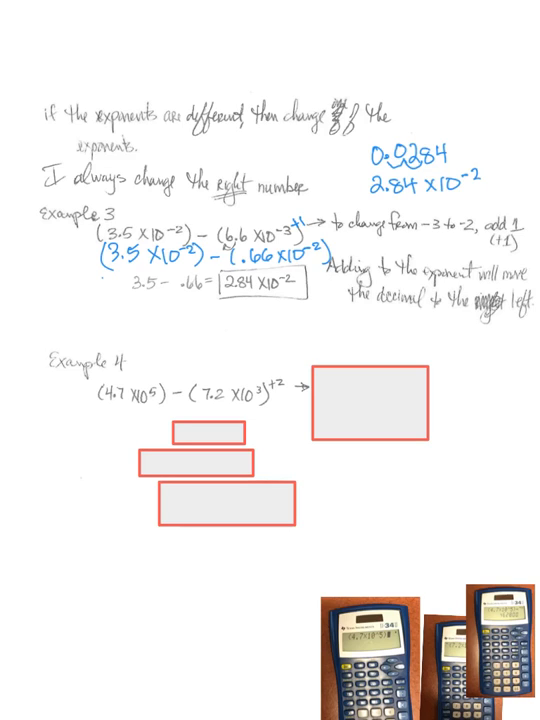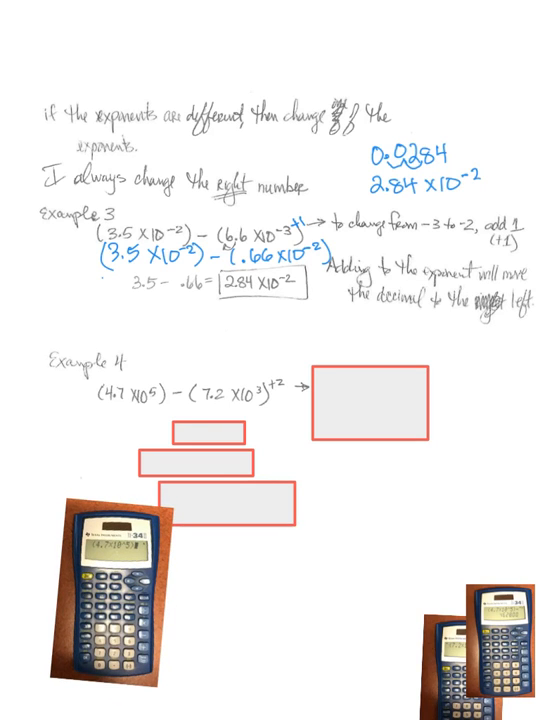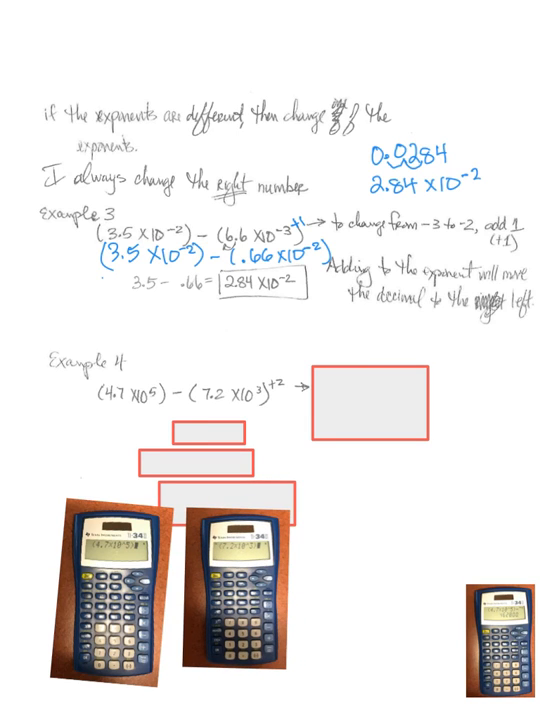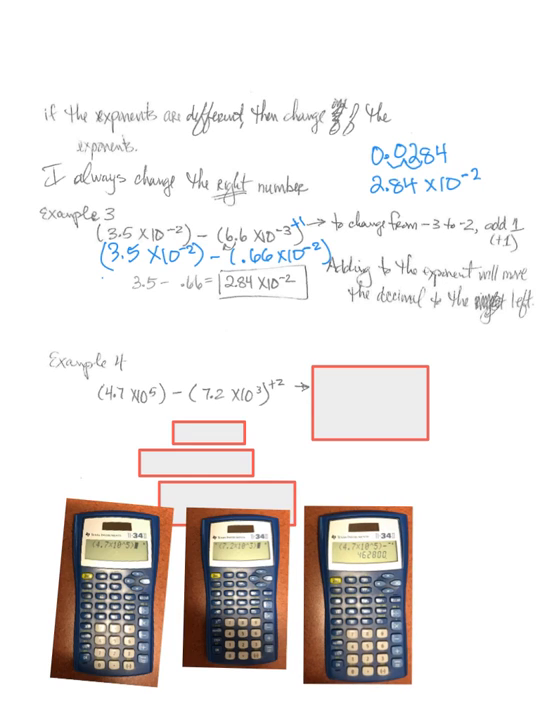Example number 4. So if we want to look at that, we have it again. We can put all of this stuff in. So we have 4.7 times 10 to the -5 minus 7.2 times 10 to the 3rd. Okay, and this is changing it if we want to do it by hand. We can also put it into our calculator. So here is our calculator. So we can have it as 4.7 times 10 to the 5, in parentheses, and then we're going to subtract, and then 7.2 times 10 to the 3rd.